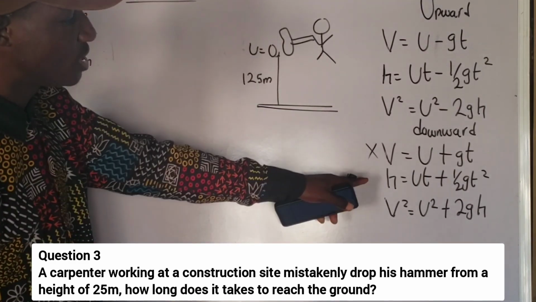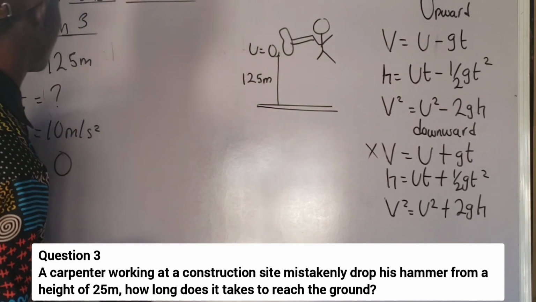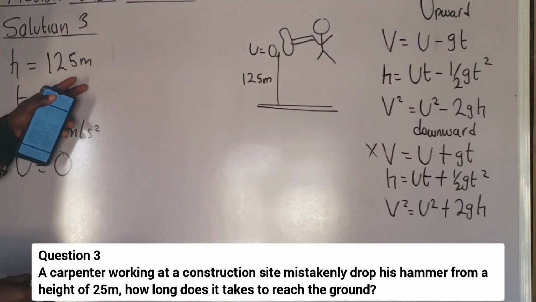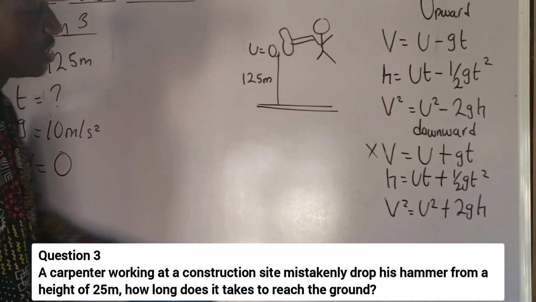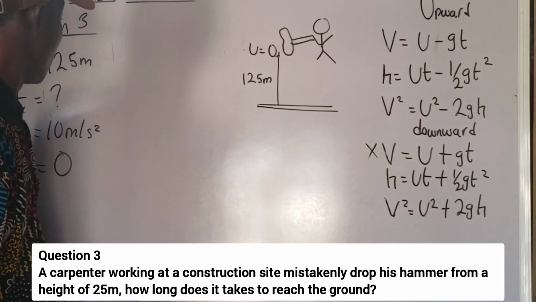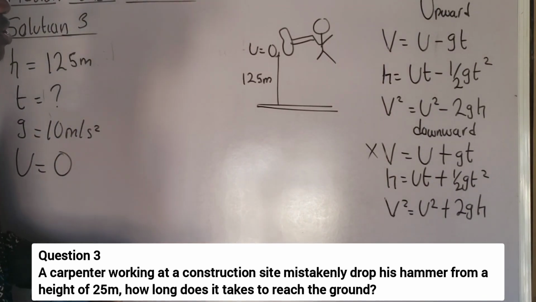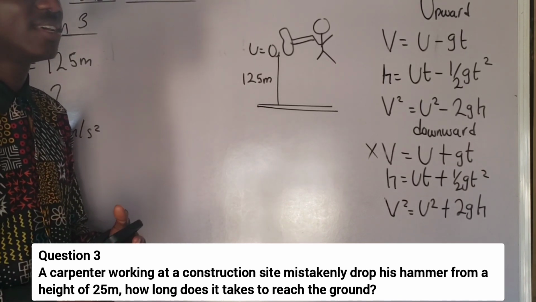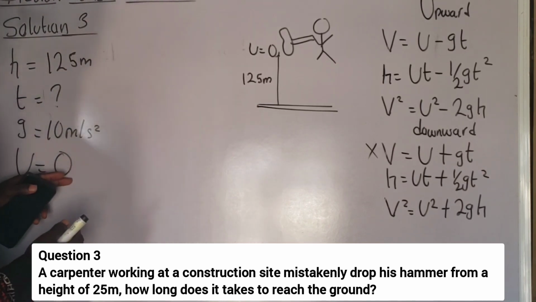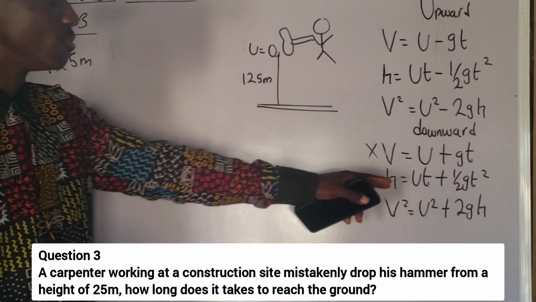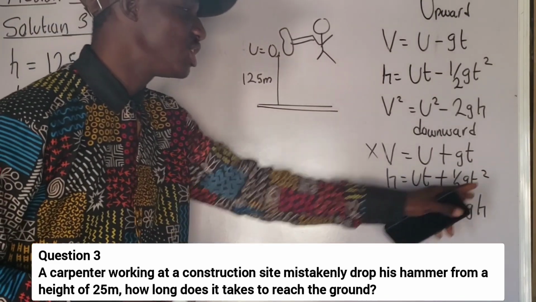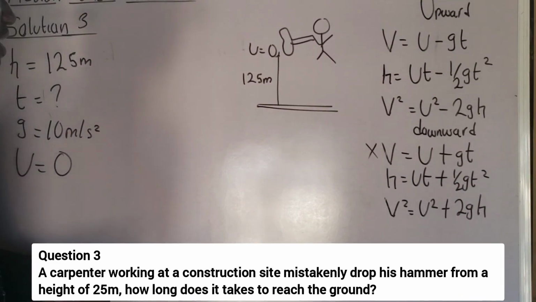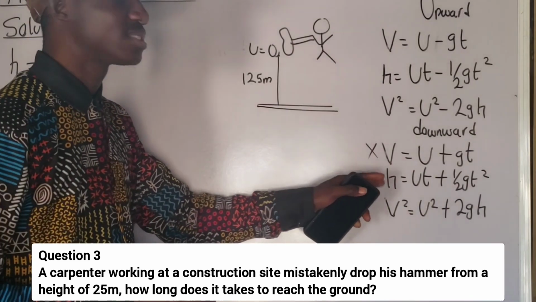Let us check the second equation. We are given the h. H is what? 125 meters. We are asked to calculate t. T is also present in the equation. We know that u equals 0 because for an object that is falling, you understand? When an object falls from a height, that means the object's initial velocity is 0. So we know the value of u as 0. We know that g equals what? 10 meters per second squared. Hence, we can make use of this second equation.